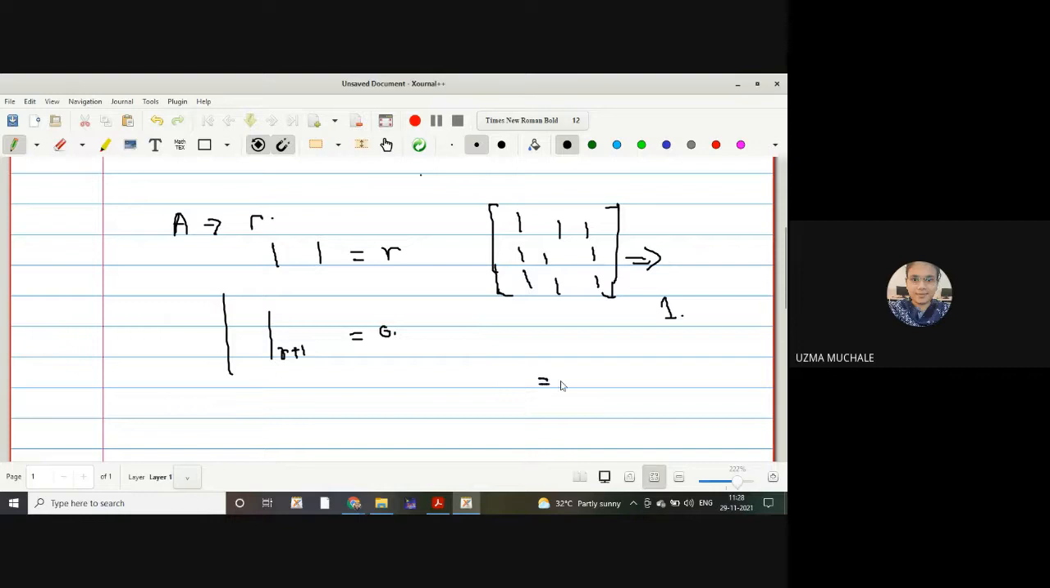No doubt it is equal to 0. We can say the 3 cross 3 determinant is 0. What about any 2 cross 2 matrix? Is the determinant 0? If you take any 2 cross 2, again it is equal to 0, and we know that the rank of the matrix is equal to r, is equal to 1.